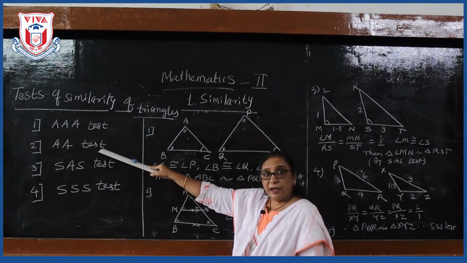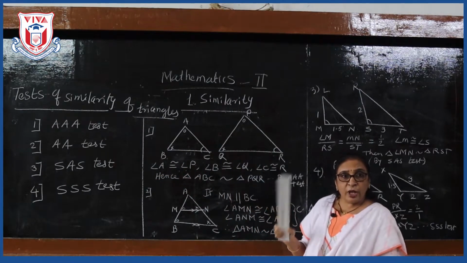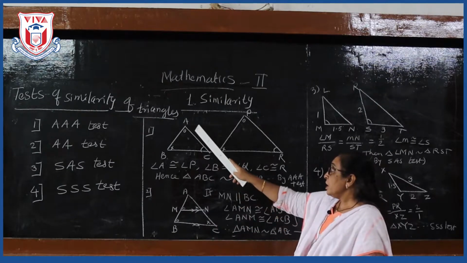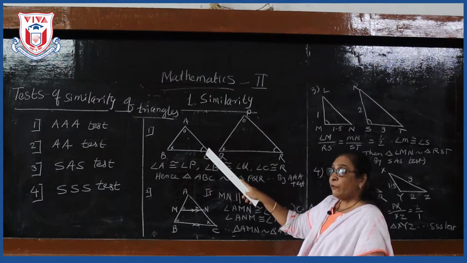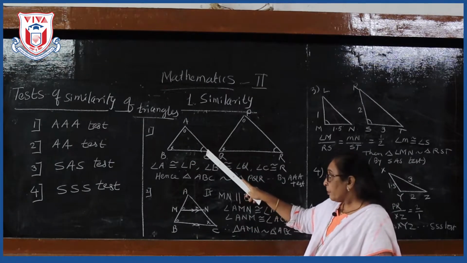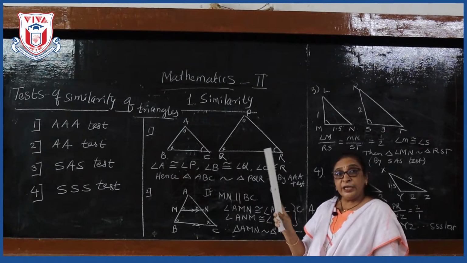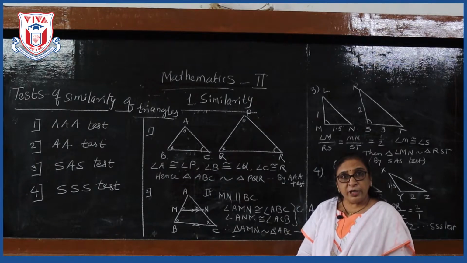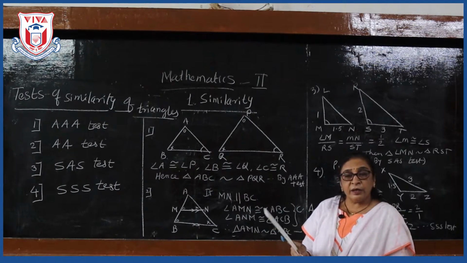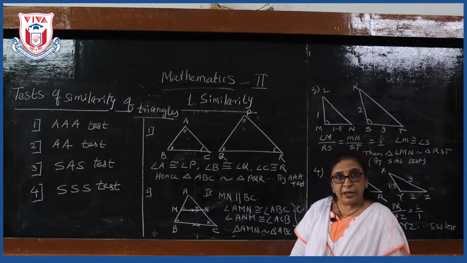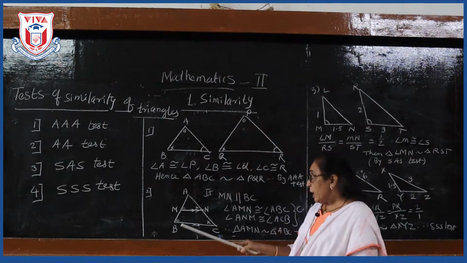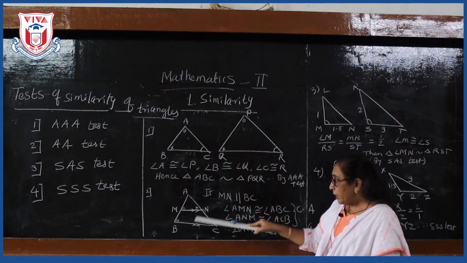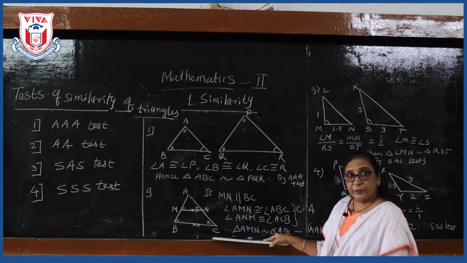Second test is the angle test. Children, you know the angle sum property of a triangle: the sum of all the angles of a triangle is 180 degrees, and that's why if any two angles are congruent with the corresponding angles of the other triangle, the third angle automatically becomes congruent. Now see, in this figure, I have considered MN is parallel to BC.